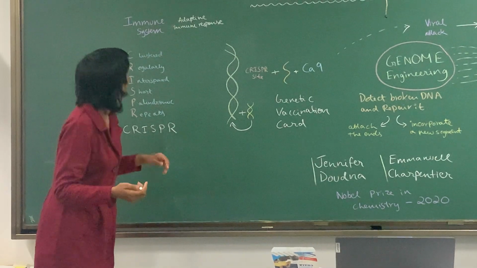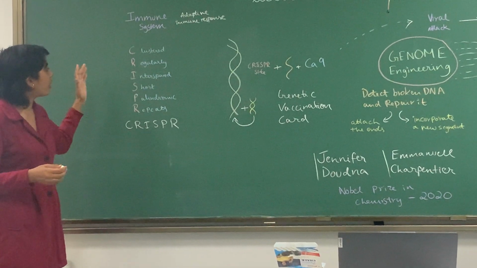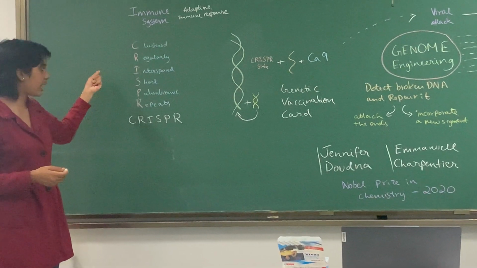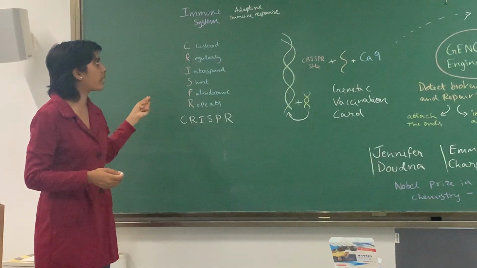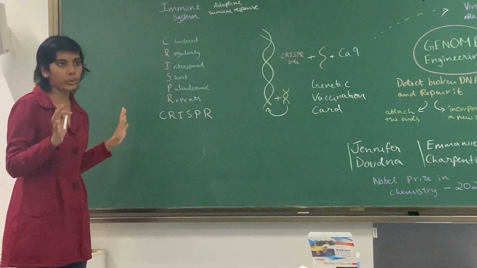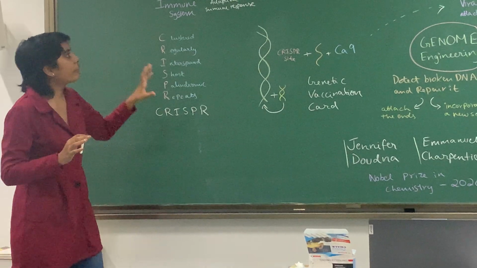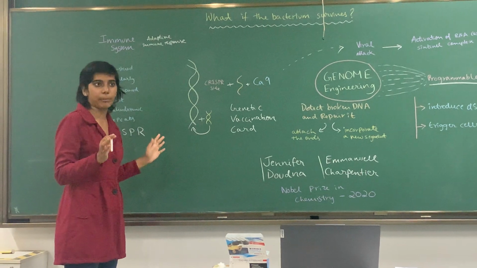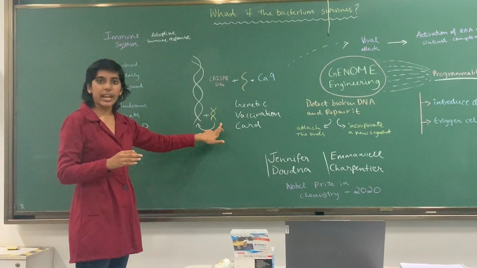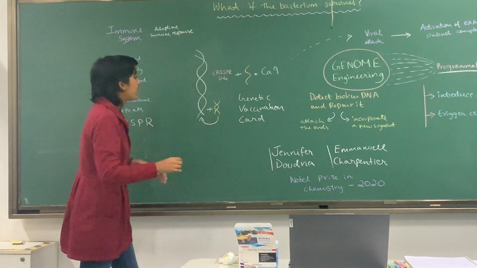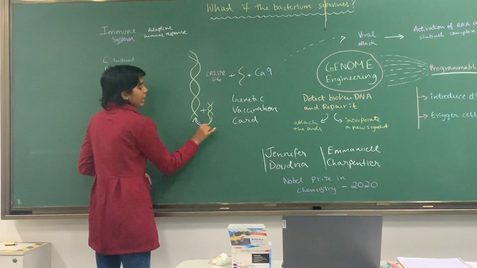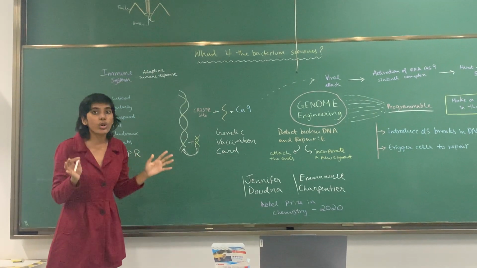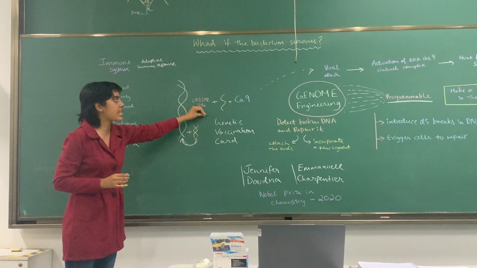CRISPR is the acronym for Clustered Regularly Interspaced Short Palindromic Repeats. Huge word, I know, but they make sense. If a bacterium survives this attack, imagine the green DNA to be the bacterial genetic material and the yellow one to be the viral, the phage genetic material. What it does is it integrates it into itself. It makes it a part of its own genome, in its own blue circle. It keeps it. It stores this at a site called CRISPR site.